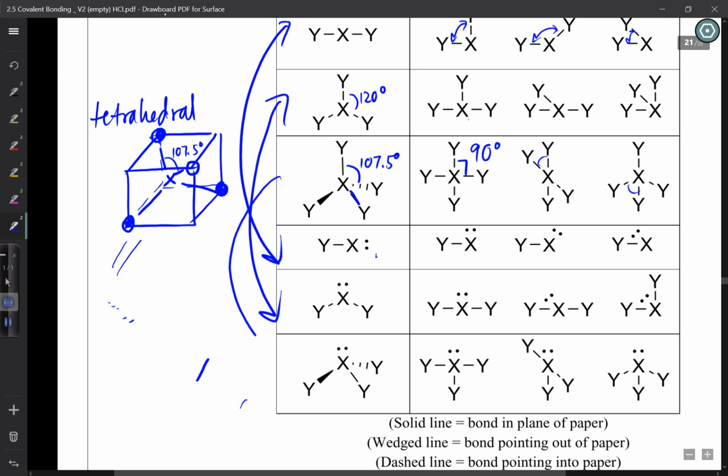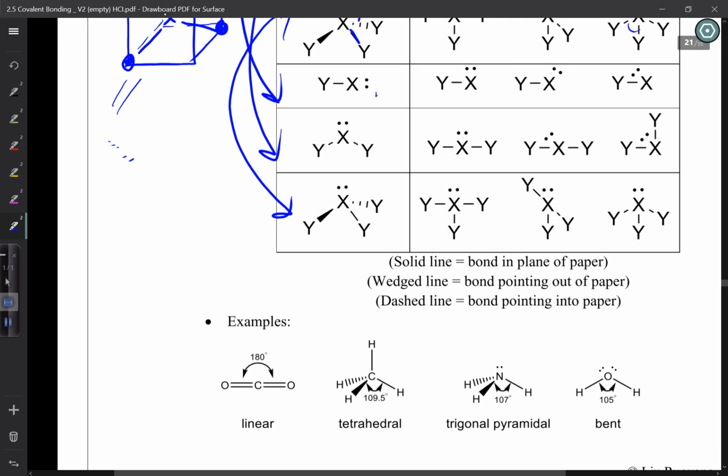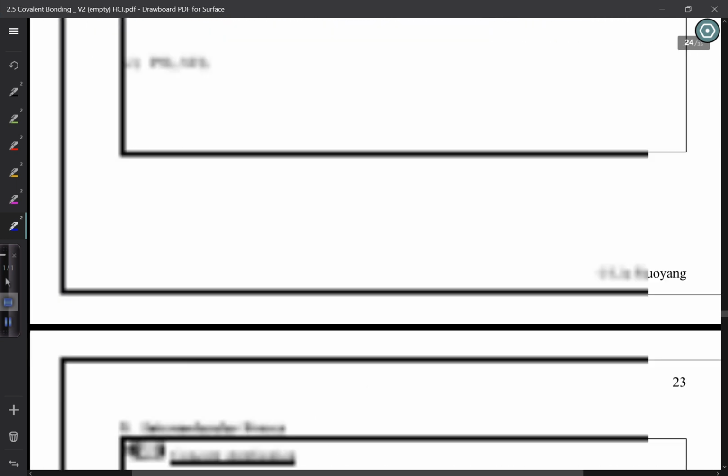The same goes for this, alright? If you change one of the Y to a lone pair, this will still be a more stable form because the rest will experience more repulsion. So once again, the concept of this is based on repulsion minimization. Alright? So we'll continue on next lesson.